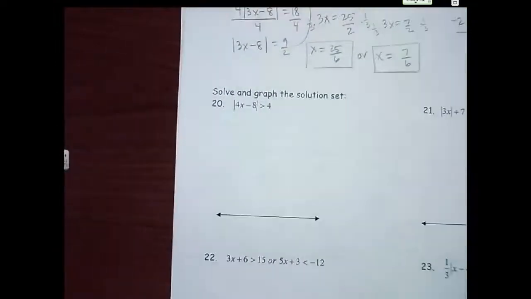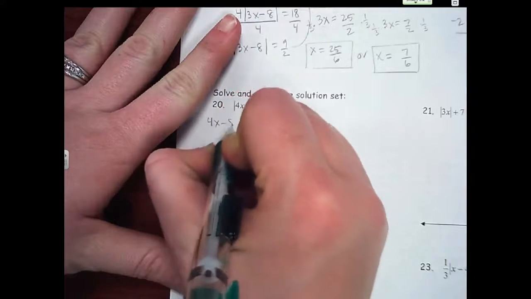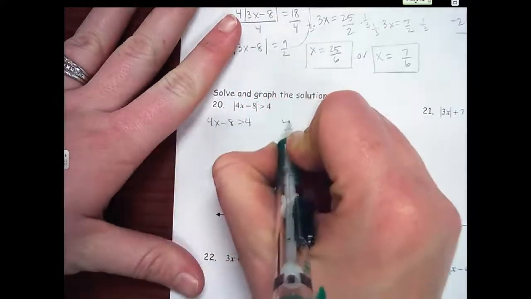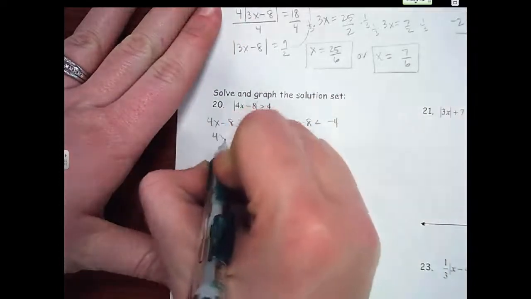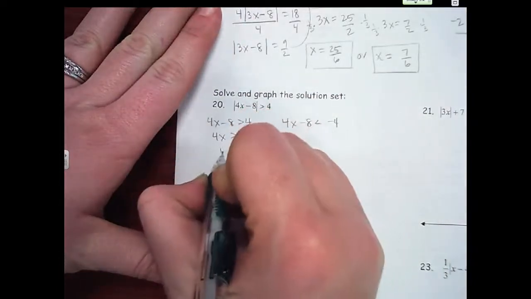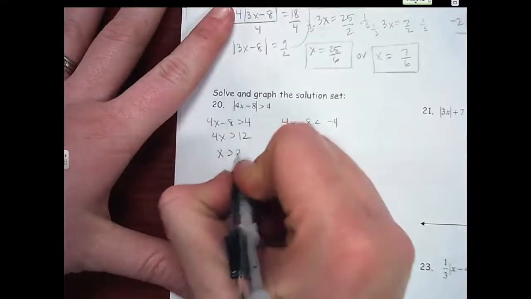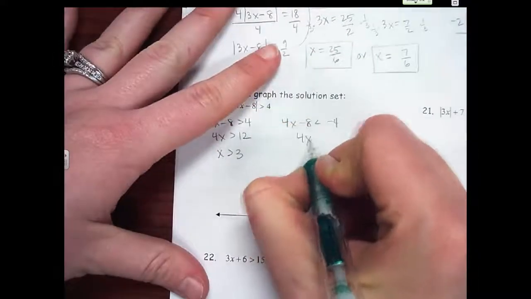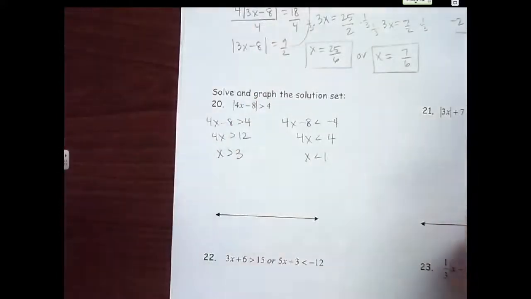Number 20, inequality. So the absolute value is already by itself, so let's split it up. 4x minus 8 is greater than 4. 4x minus 8 is less than negative 4. Add 8. Divide by 4. So x is greater than 3. Add 8. Divide by 4. X is less than 1.